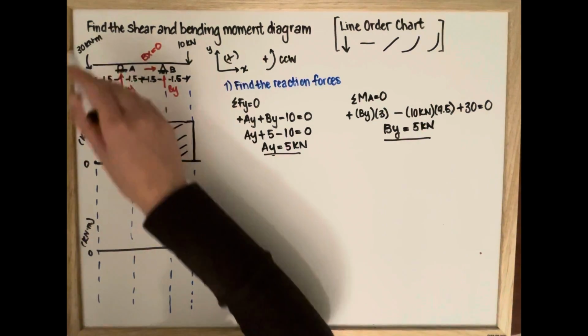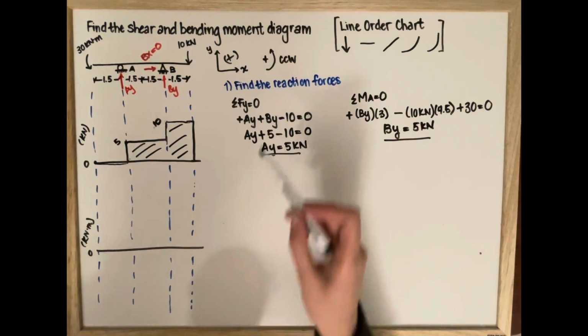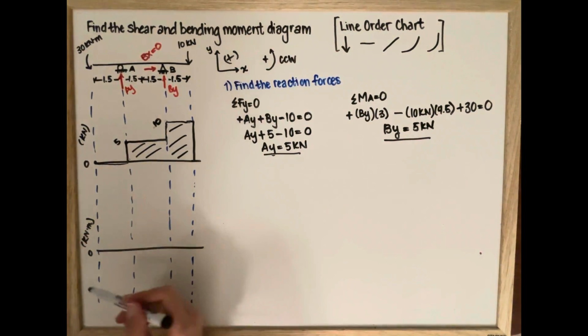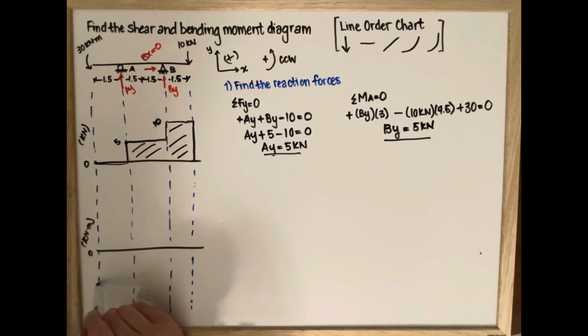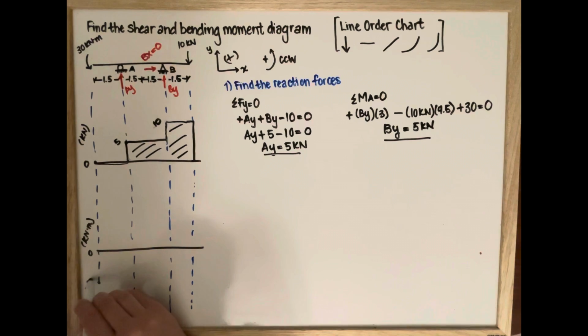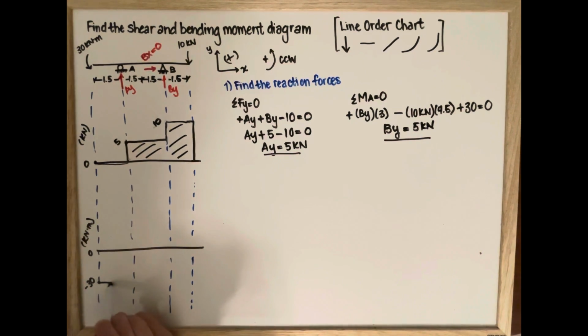Next, we're going to draw the bending moment diagram. Since we have an external moment of 30 kilonewton meters, which is going in a counterclockwise direction, on the bending moment diagram, it's going to be negative 30. Since there is no shear force here, we're going to have a constant line.